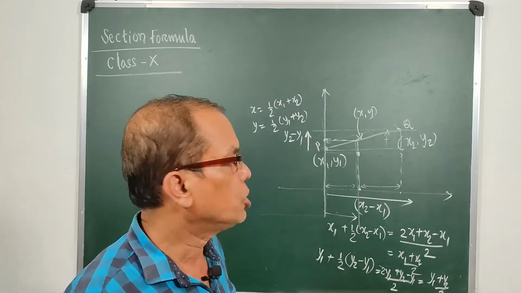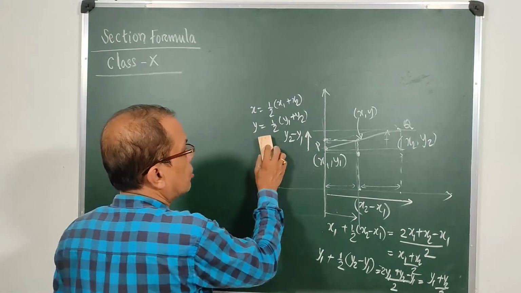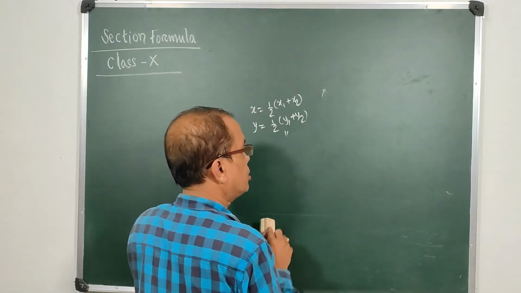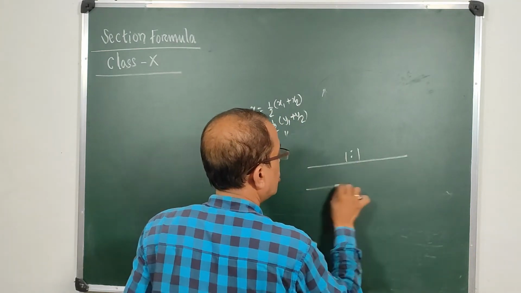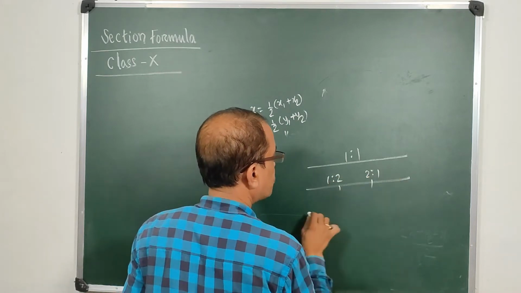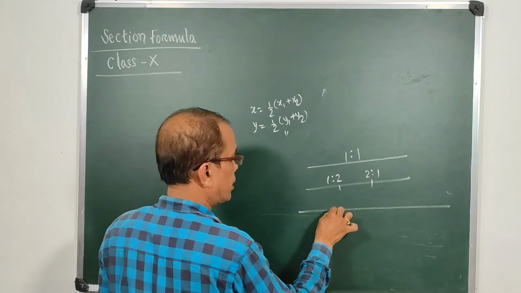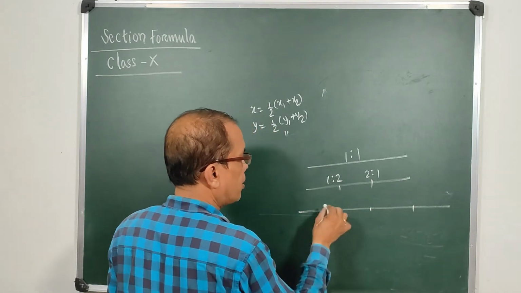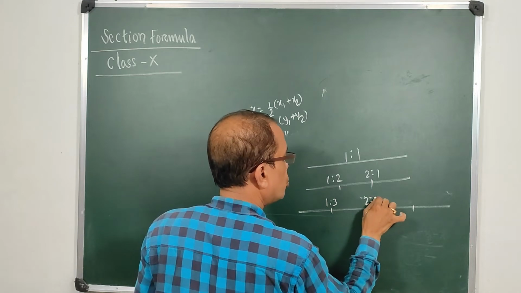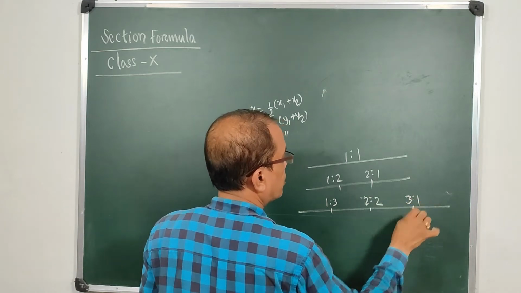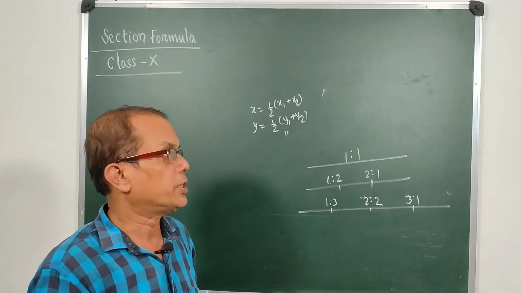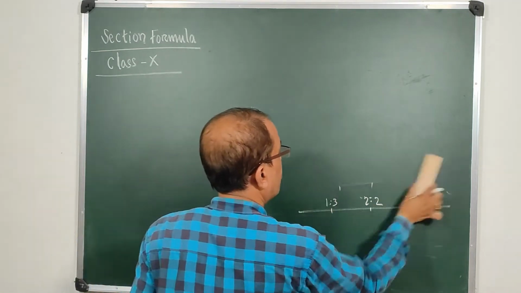But this is not the general formula. Actually we cannot remember all those formulas where a line segment is divided in the ratio 1:1, somewhere it is in the ratio 1:2 and 2:1. Sometimes when we make 4 parts and take all those 3 points, then this will be 1:3, this will be 1:1 or 2:2, and this will be 3:1. So in all these cases we cannot find a formula like this, so we have to devise a general formula for this.